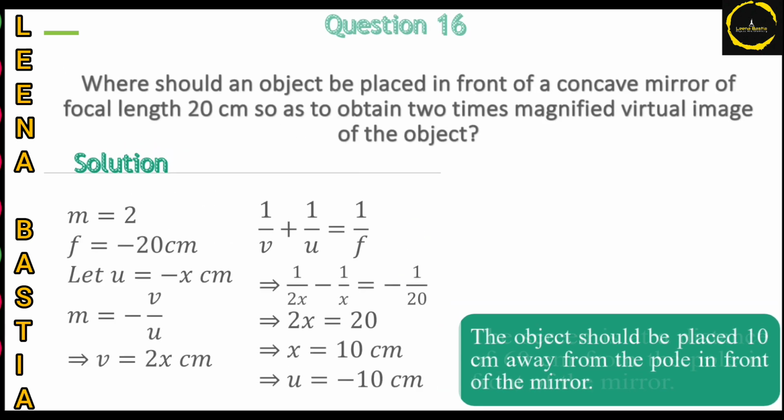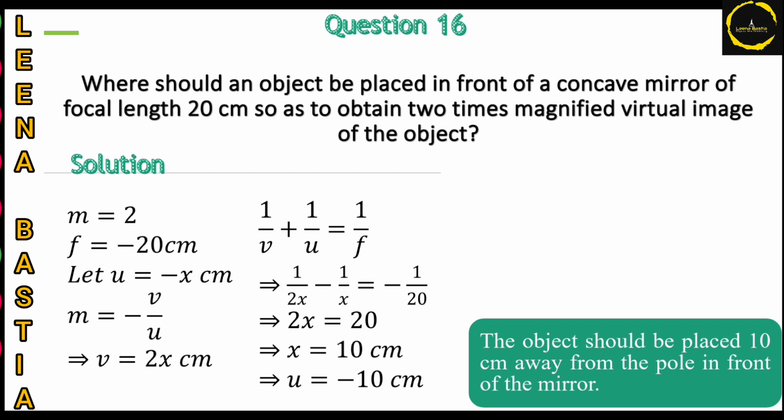So now question number 16. Question number 16 says what? Where should an object be placed in front of a concave mirror of focal length 20 cm so as to obtain 2 times magnified virtual image of the object? Okay, so here just a little bit twisted question, but you can easily answer it. It is not a difficult one at all.